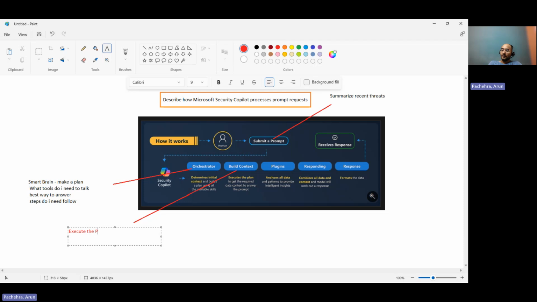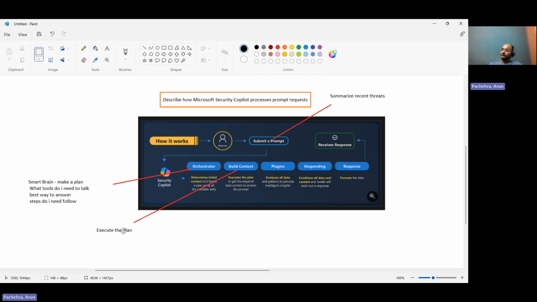Execute the plan. What plan? The plan which is made by the orchestrator. This guy was making the plan, right? Orchestrator. Here we said what all needs to be done to answer this response. Here this guy will execute the plan.